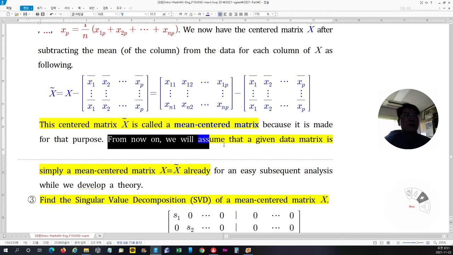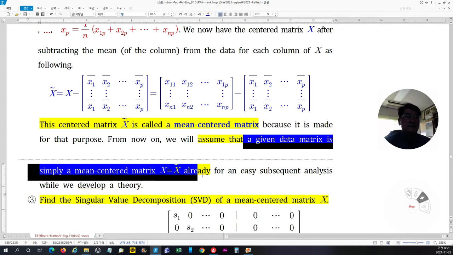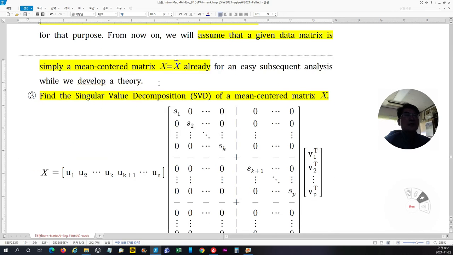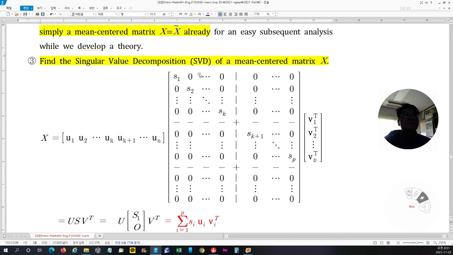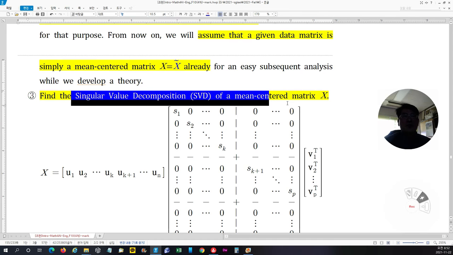From now on, we will assume a given data matrix is simply a mean-centered matrix, already, for an easy subsequent analysis, when we develop a theory. We assume X is the same as X tilde, the mean-centered matrix. Then, we can find a singular value decomposition of this mean-centered matrix X.